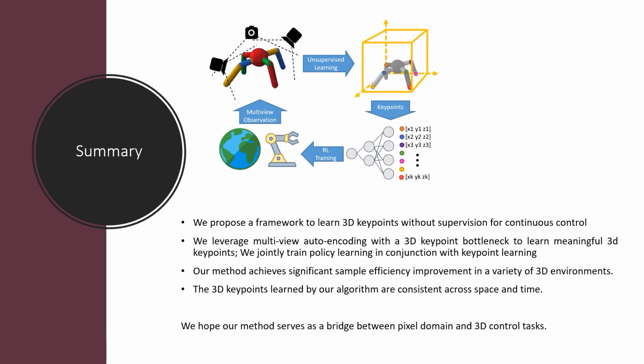In summary, we propose a framework to learn 3D keypoints without supervision for continuous control. We leverage multi-view autoencoding with a 3D keypoint bottleneck to learn meaningful 3D keypoints. We jointly train policy learning in conjunction with keypoint learning. Our method achieves significant sample efficiency improvement in a variety of 3D environments, and the 3D keypoints learned by our method are consistent across space and time. We hope our method serves as a bridge between the pixel domain and 3D control tasks.